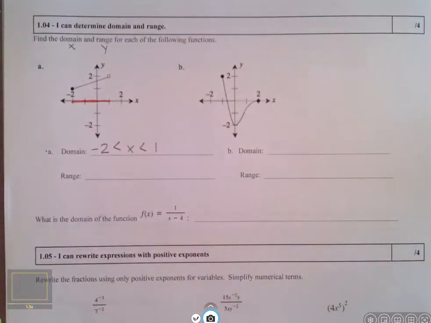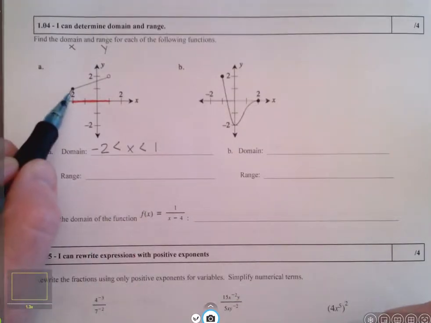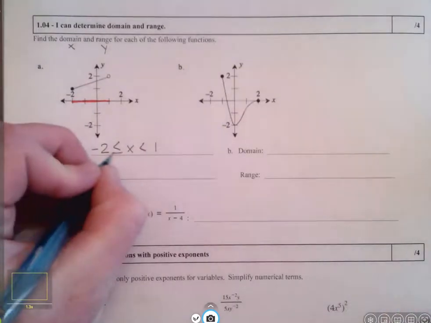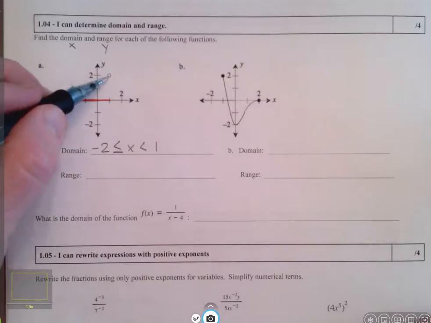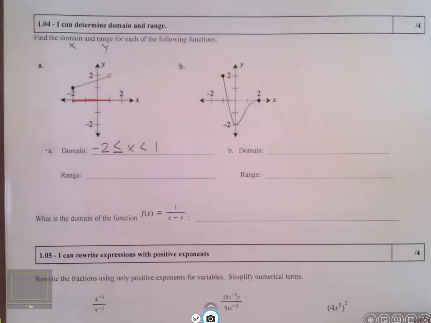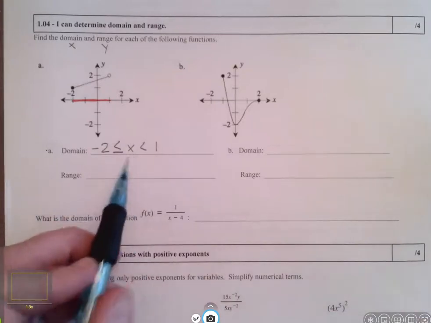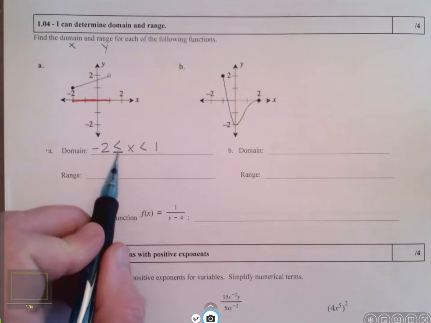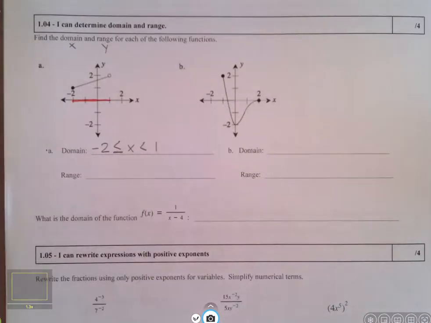Okay, now we need to indicate if it includes the values of -2 and 1. This, because it's a filled in circle, means it does include -2. So we're going to go ahead and draw the line underneath the inequality symbol. This open circle means it does not include this value of 1. So we're going to leave that not underlined. So if I wanted to read this properly, it's x is greater than or equal to -2 and less than 1.